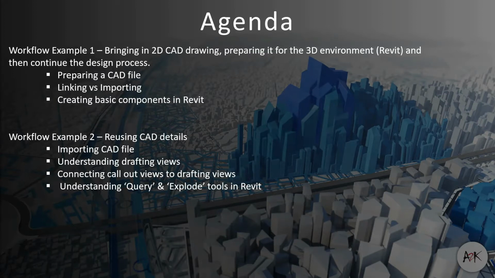The second example is how we can reuse 2D CAD details in a 3D environment. This is super useful, so you don't have to recreate all of the CAD details you may already have in your AutoCAD and do them again once you're inside Revit. Again, key points here are the process of importing, understanding what drafting views are in Revit, and connecting these drafting views back to callout views. We'll also go through the query and explode tools in Revit, which allow you to convert 2D objects into Revit elements.